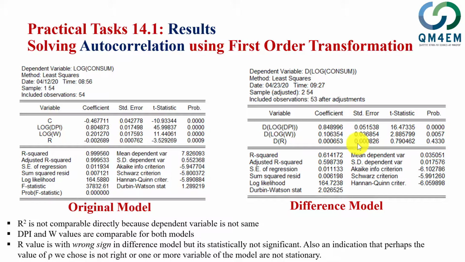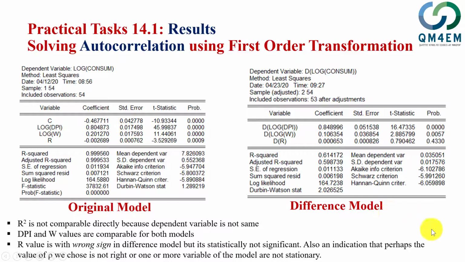We may be getting the wrong sign because the rho value which we have selected is not correct, or maybe because one of these variables is not stationary. I already introduced this concept of stationarity: when during a period of time the characteristics of a time series do not remain the same, we say that this variable is not stationary. By characteristics we mean the mean, variance and covariance of a variable. So with that, we are done with task 14.1.